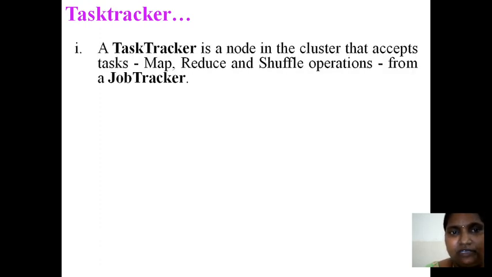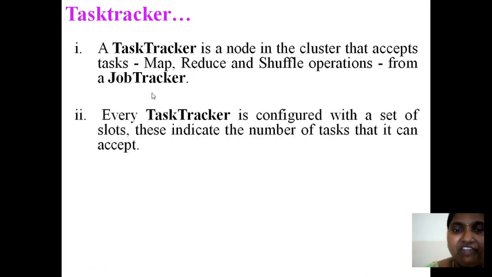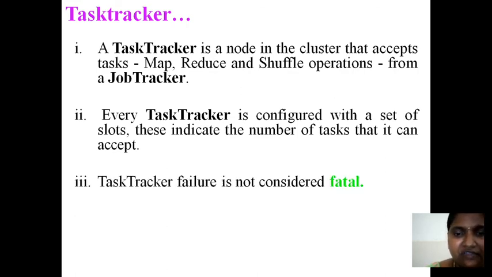Who is a task tracker? The task tracker is a node in the cluster that accepts tasks, that is map, reduce and shuffle operations, from the job tracker. Every task tracker is configured with a set of slots, which is the number of tasks it is able to execute. All this is done by the task tracker itself. A task tracker failure is not a problem, because a number of processes are available in a distributed manner. If this task tracker fails, another is automatically used.